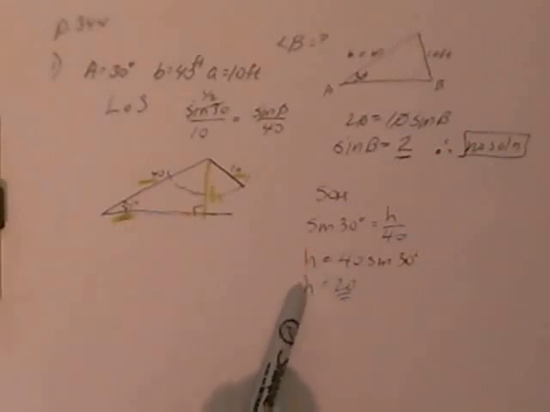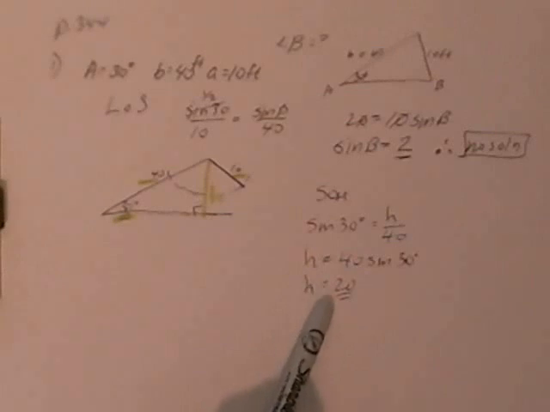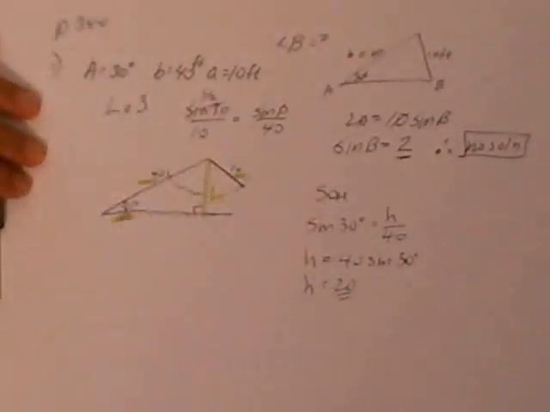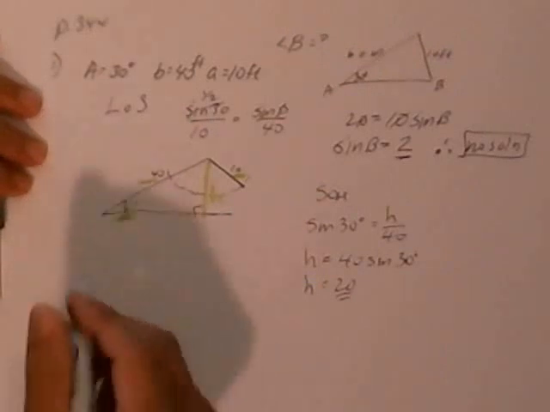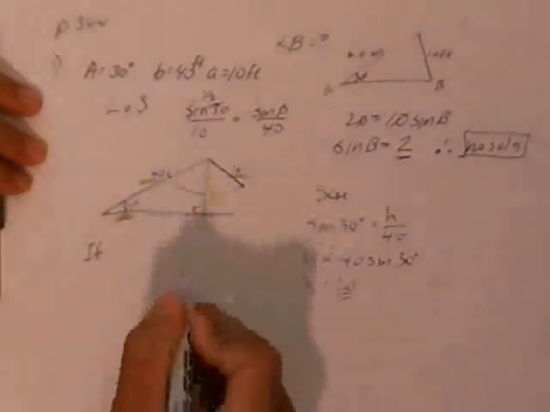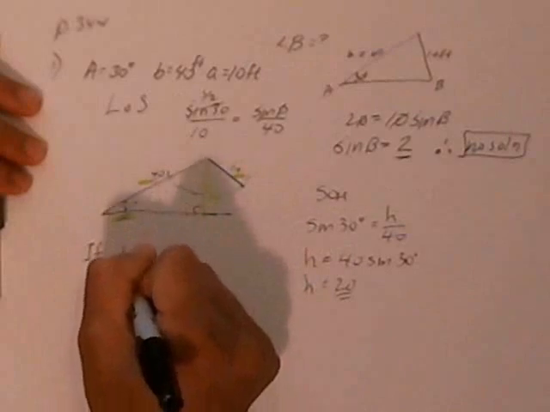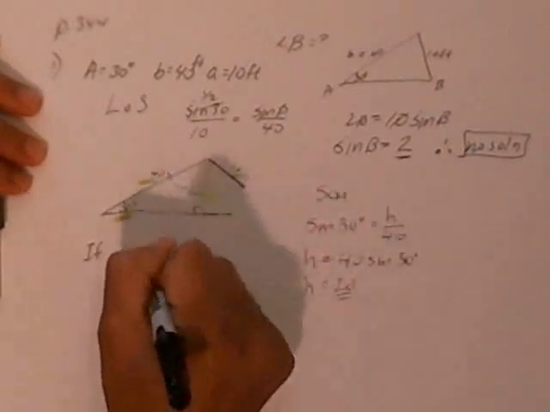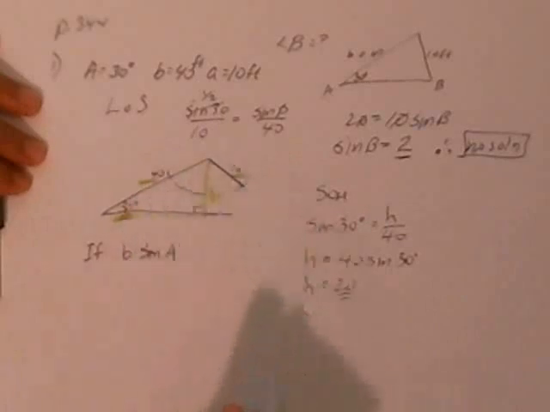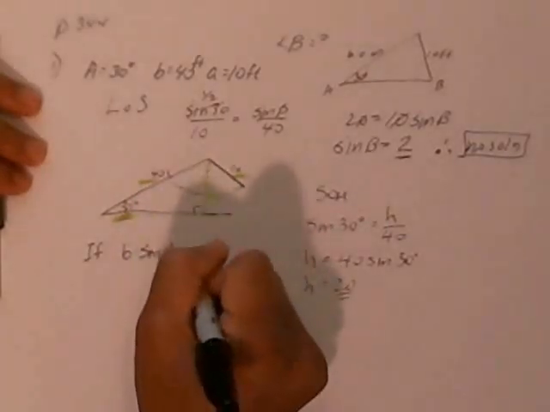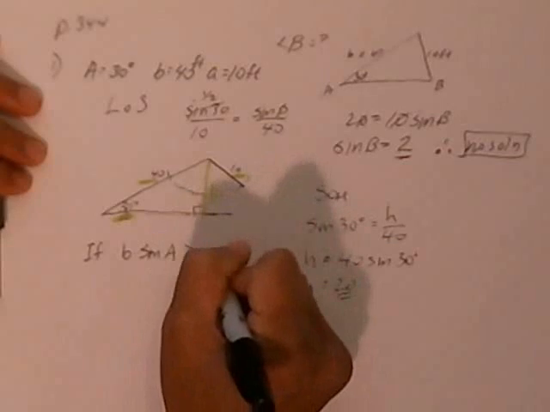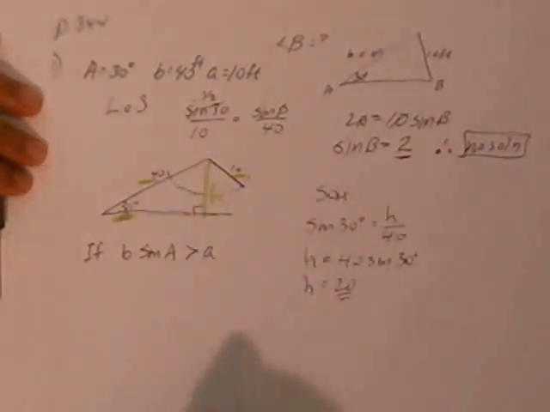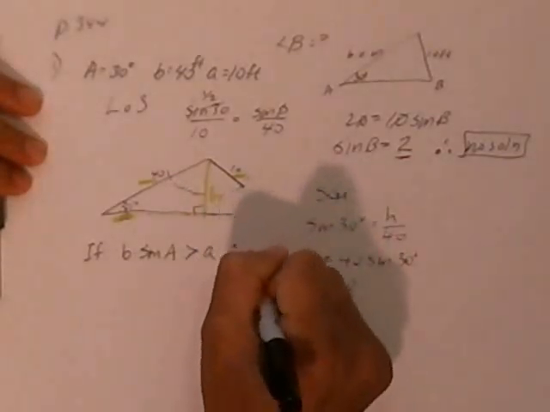It becomes apparent a little bit that you have to have a minimum height of h. So we're going to use this to create another rule. If b, that's our b, times the sine of a, that angle, is greater than little a right there, then there are no triangles.